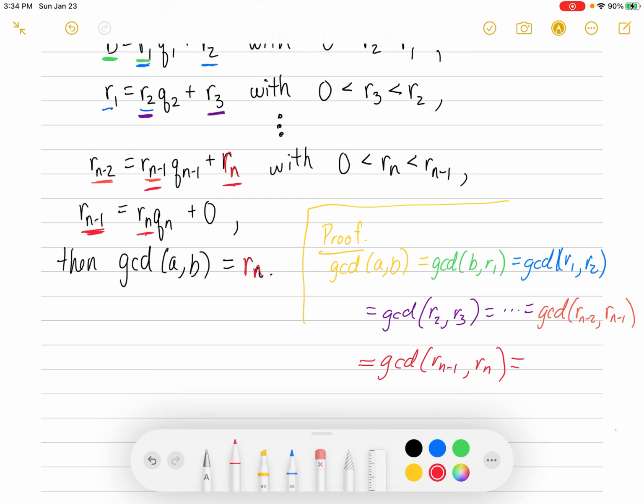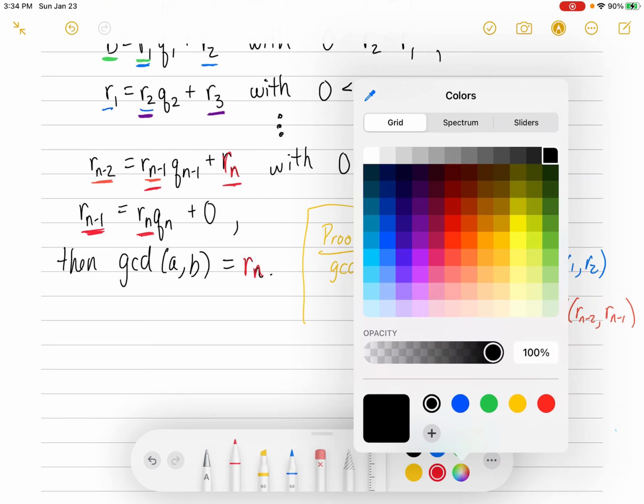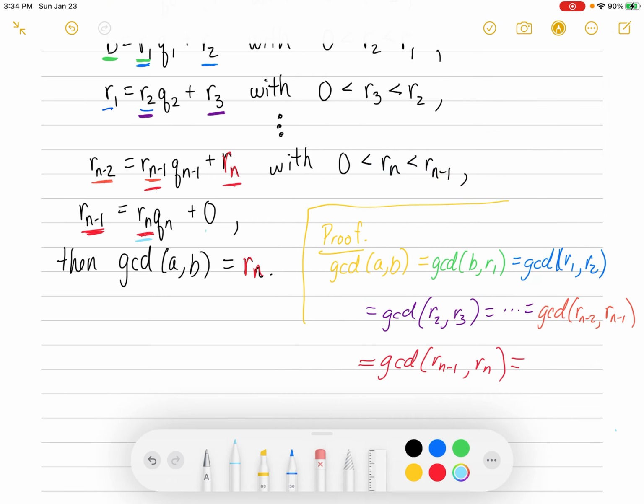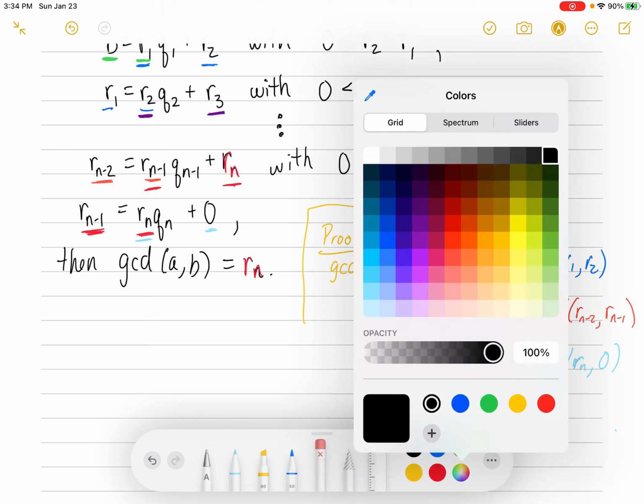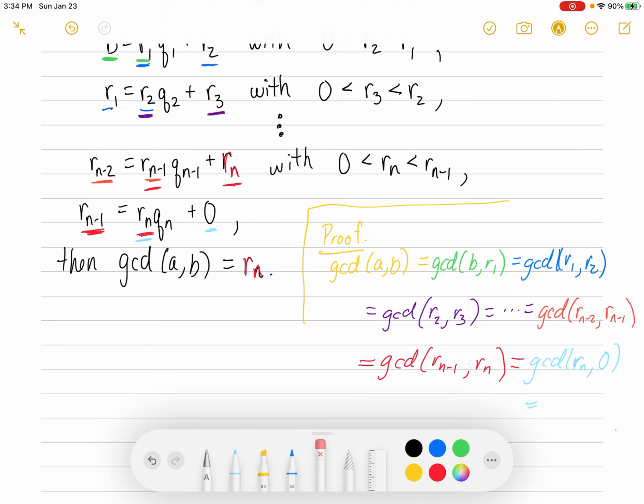So you'll have, well, red. You have here Rn minus 1 and Rn. So their GCD is going to be equal to the GCD of Rn and 0. And what's the GCD of any positive integer Rn and 0? It's going to be 0, right? The largest thing that divides both of those is 0. So that's how you get, oh, sorry, Rn. Said the wrong thing. What's the GCD of Rn and 0? It's Rn. Okay, I'll just write Rn here.